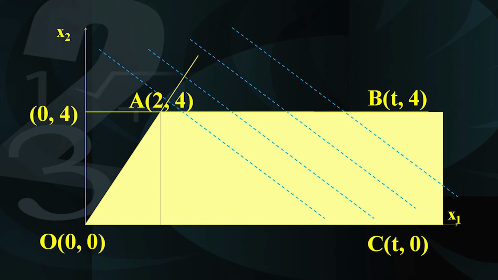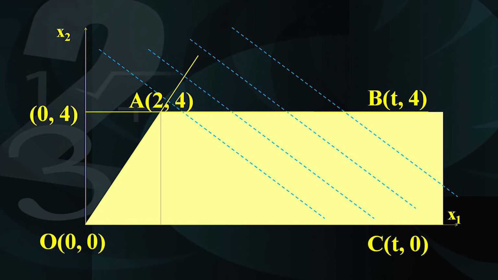This is the second member, the third member, and so on. But what do you observe? You observe that no matter which member of this family of straight lines you choose, the value of the objective function will keep on increasing up to infinity, and that means that the problem has an unbounded solution, because our objective function is maximization.